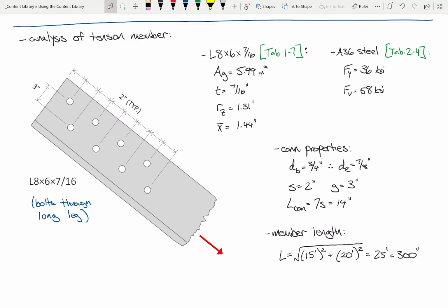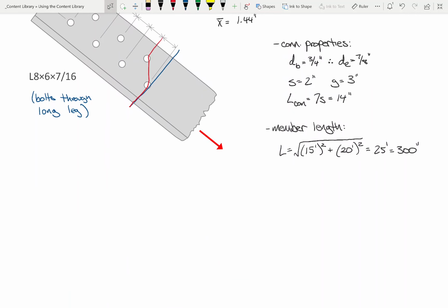We have a staggered connection. So how many viable failure paths are there? 2. I'm counting 1, 2. Right? So, let's go through that.